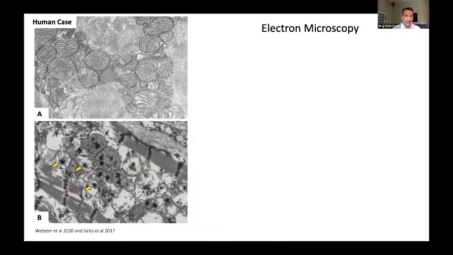On the top panel, panel A is a normal human cell and a particular organelle inside cells called mitochondria. In this electron microscope image, which is very zoomed in on the cell, you see the proteins that make up mitochondria lining up in rows as if you were plowing a field, and they're very well organized and all parallel to each other.